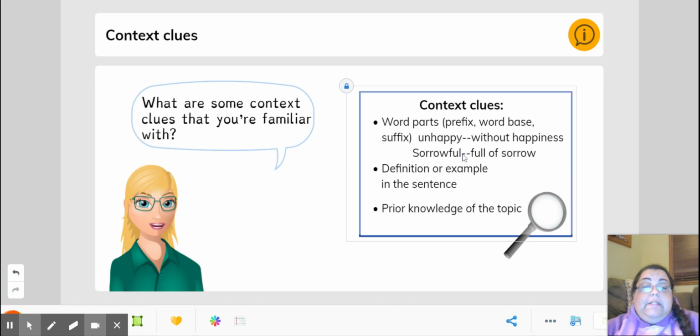When we know our prefixes and our suffixes, it can help us identify words that we may not be familiar with. Another context clue could be a definition or example of the word in the sentence. It could be the sentence itself, the sentences prior, or the sentences following the word that you're unfamiliar with. Another context clue could be prior knowledge of the topic that you're reading about. Now that we've reviewed our context clues, let's begin today's activity.